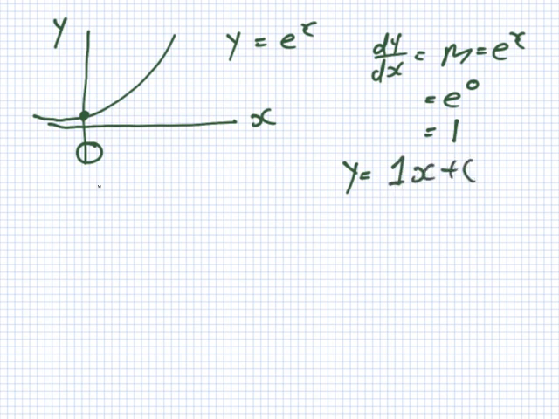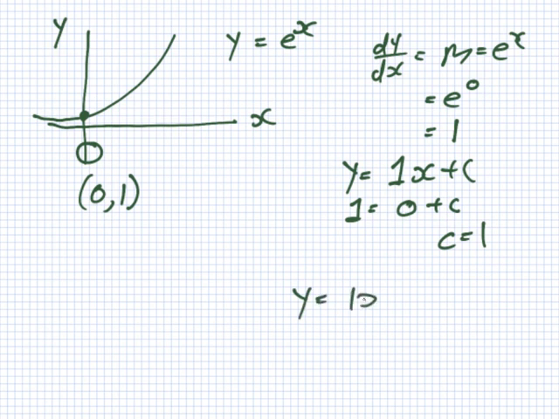If x is 0, what's y in this graph? Yeah, 1. So now I have 1 equals 0 plus c. So what does c equal? 1. So I have y equals 1x plus 1, or in other words, y equals x plus 1. Let me just draw that in.